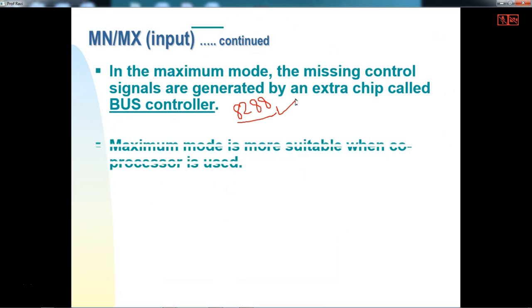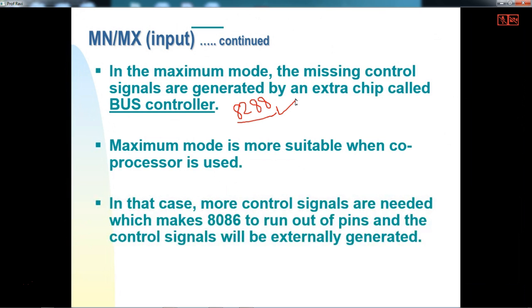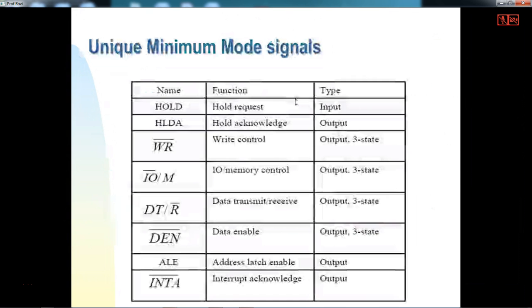That is the difference between minimum mode and maximum mode. In maximum mode, we are accommodating one more coprocessor for performing floating point operations. But when it is in maximum mode, the pin functions are different, so we generate these signals by using a bus controller. Maximum mode is suitable when a coprocessor is used. In that case, more control signals are needed, which makes 8086 run out of pins, and the control signals are externally generated.